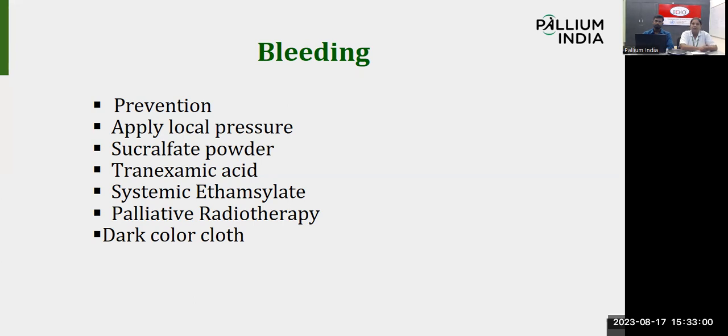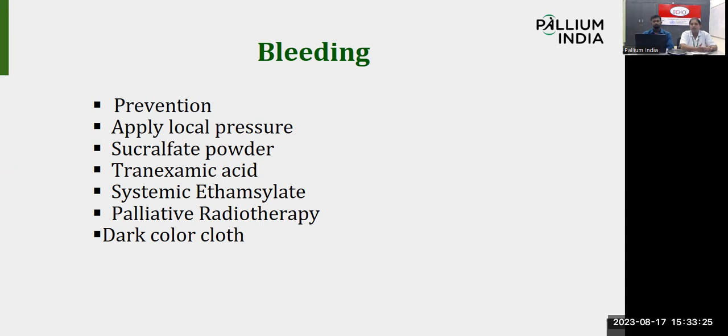So especially it is to rule out bleeding, right? We offer dark color cloth in order to reduce the anxiety or tension level of the patient. If bleeding comes, they will be in a panic state. So in order to prevent that, we have to follow this. For the local application we use sucralfate powder, tranexamic acid, systemic ethamsylate, and palliative radiation therapy can also be used, right? Palliative radiation therapy is a symptomatic treatment only.